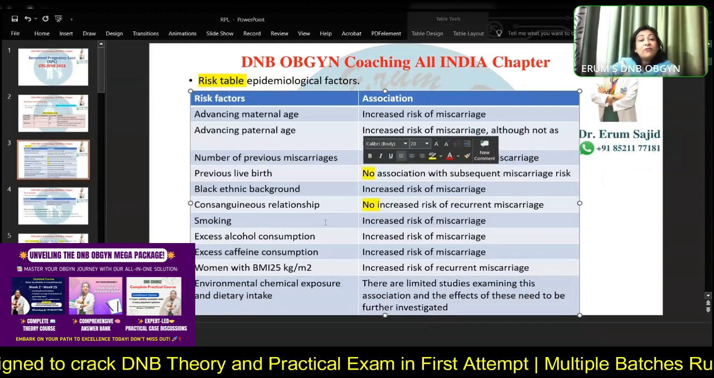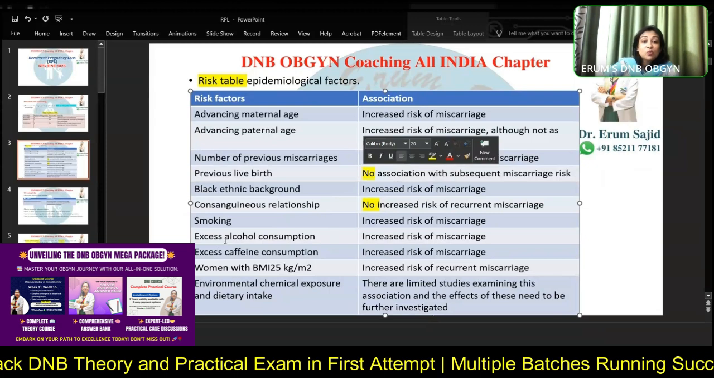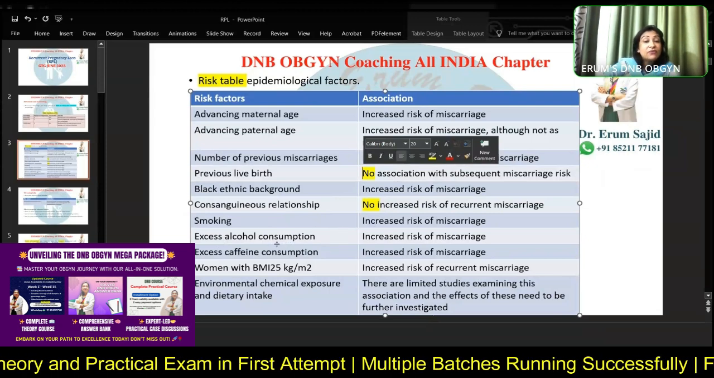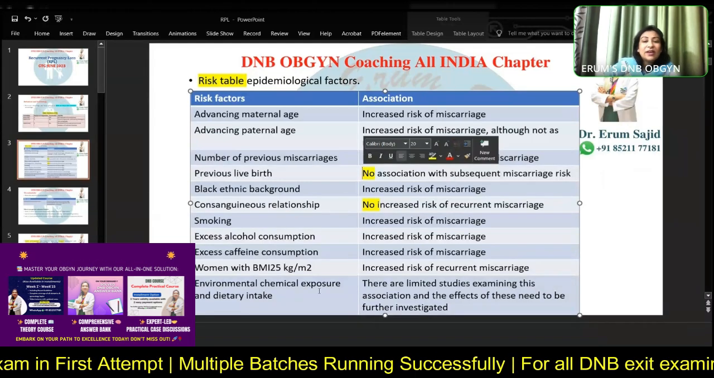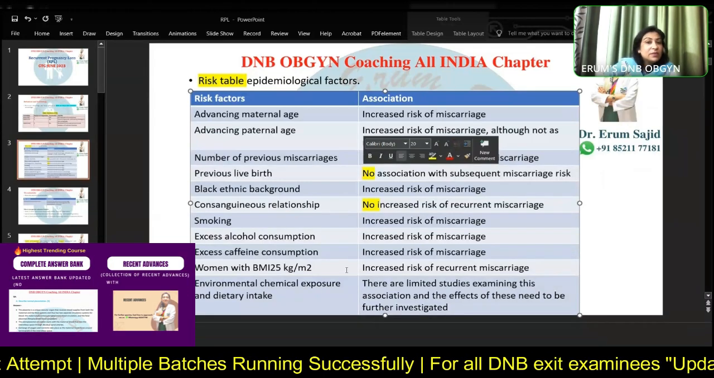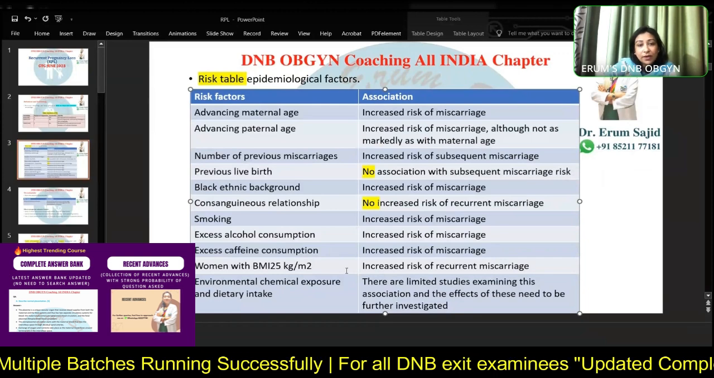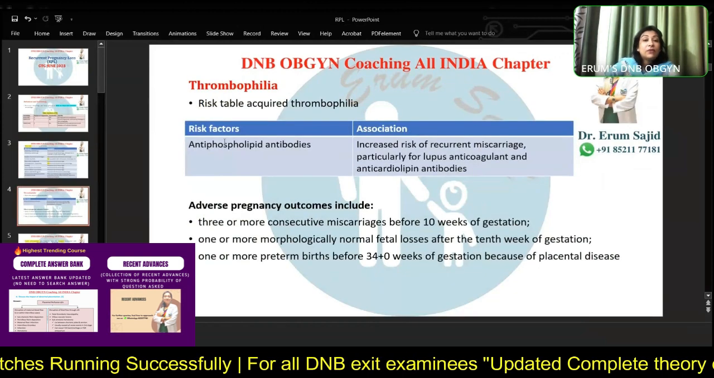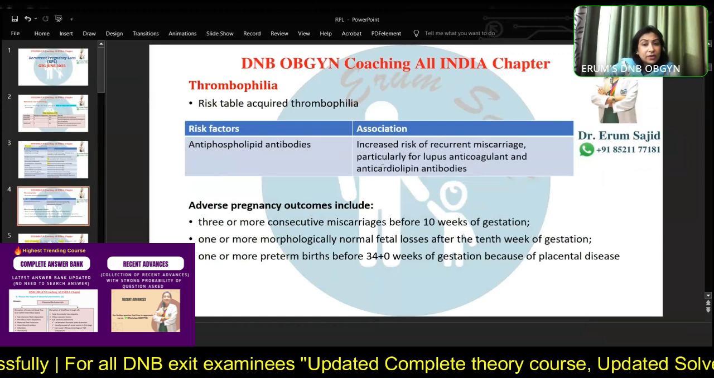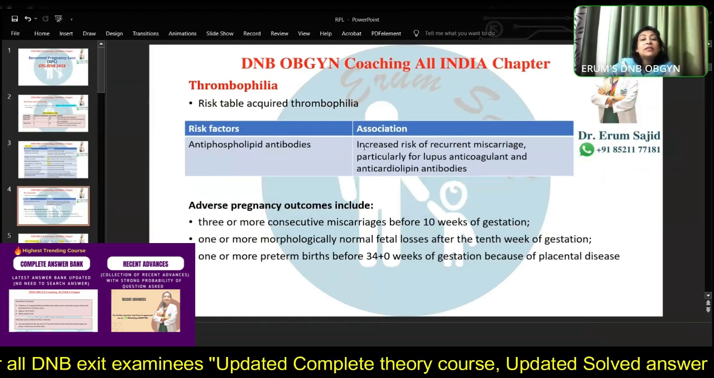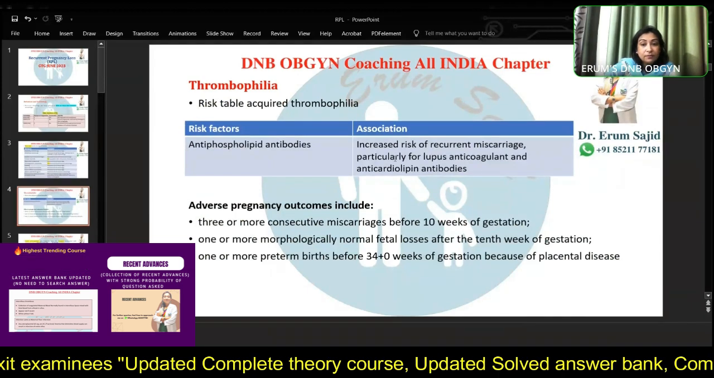Then you have black ethnic background, high risk; smoking, high risk; alcohol, high risk; caffeine, high risk; women with high BMI, high risk; environmental chemical exposure and dietary intake. There are limited studies, but there has been some association. Then our favorite, anti-phospholipid antibodies. I'm going to be speaking at length about it in time to come. So just remember that it has an increased risk for now.